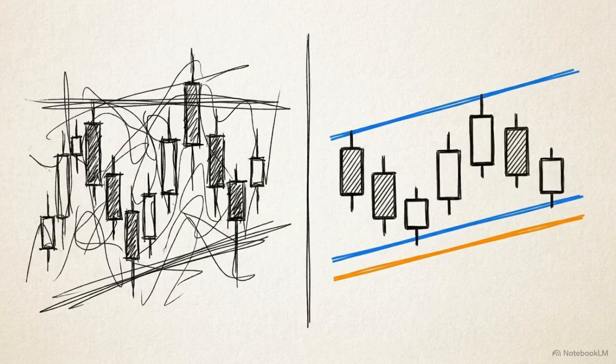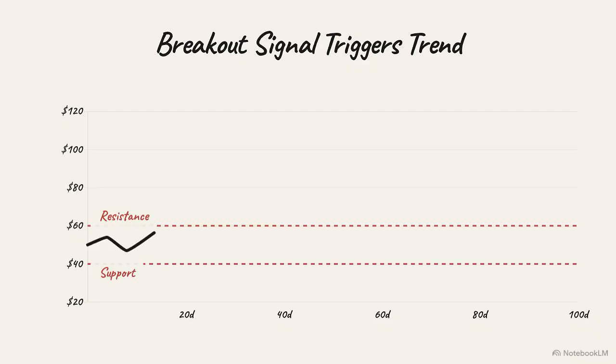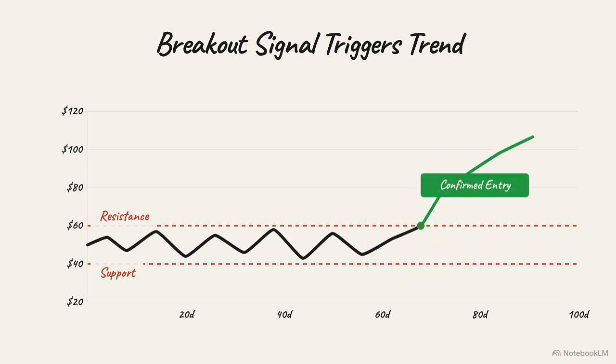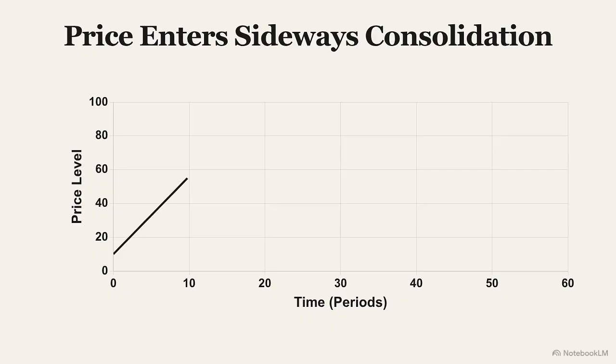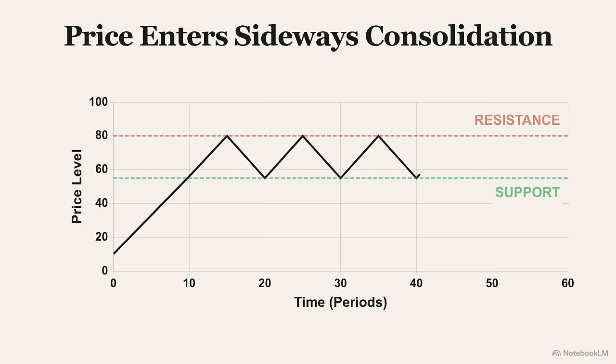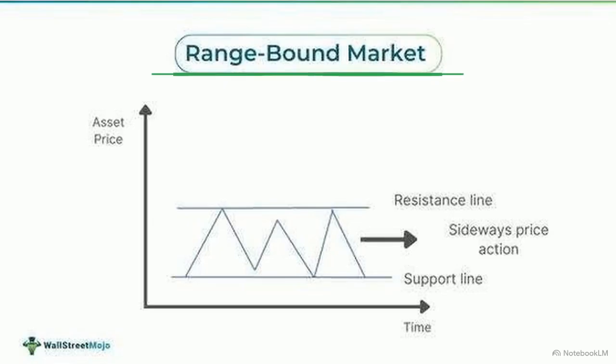High-probability trading relies on objective signals rather than speculation. It requires waiting for the specific data points that show a market has committed to a new direction. Step 1 is to identify consolidation. Scan your charts for a stock that has stopped its upward or downward movement and is now trading within a narrow sideways range. This diagram outlines a range-bound market.